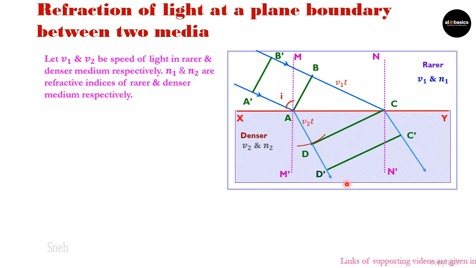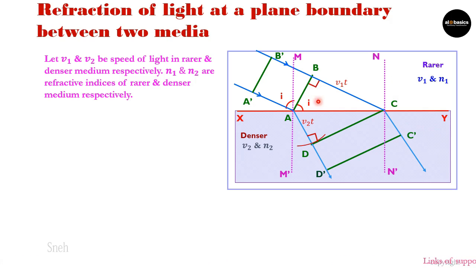So in this way, we can draw this diagram with the consideration of Huygens' principle. Now, in this diagram also, I can see I have two triangles ABC and ADC. As this angle, I told you, is i, the angle between the refracted ray and the normal, that is N'C, C', is the angle of refraction, that is angle r.